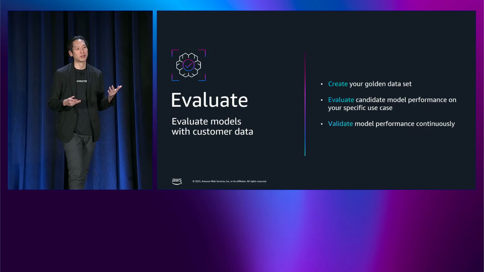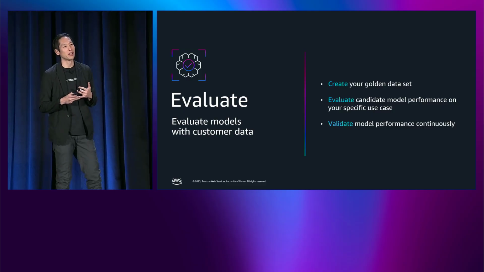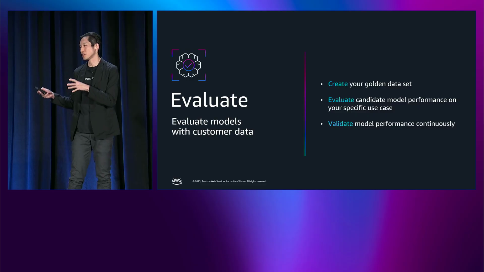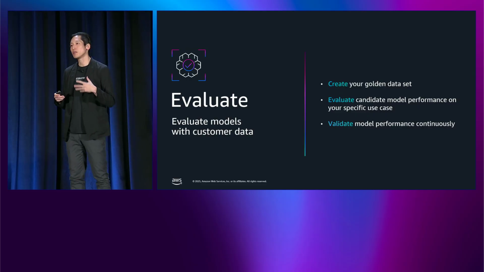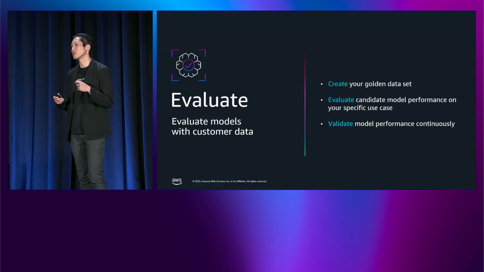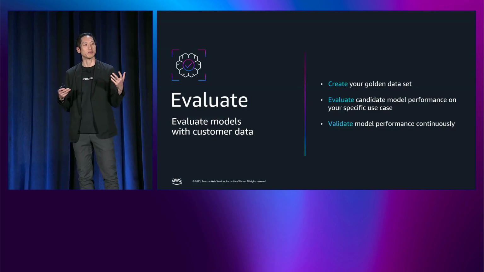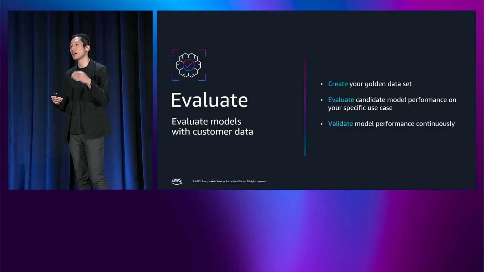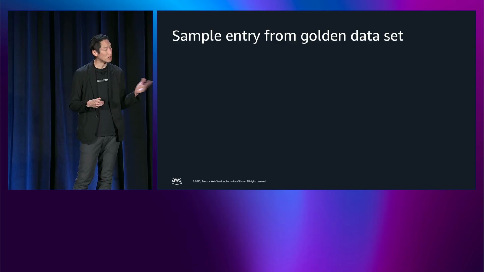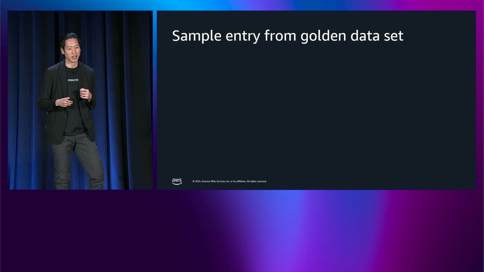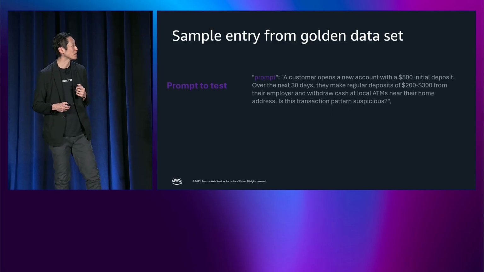When it comes to evaluation, the first step is always create your golden data set, which is that source of truth that you want to benchmark all the models you're trying against to see how well they perform. And when you benchmark these models, you want to make sure you're continuously benchmarking, because even if you don't change the models themselves, the incoming context might change, which could lead to unexpected results. So let's go into our sample golden data set and see what that is about.